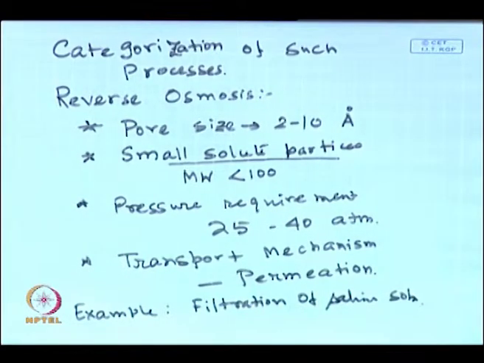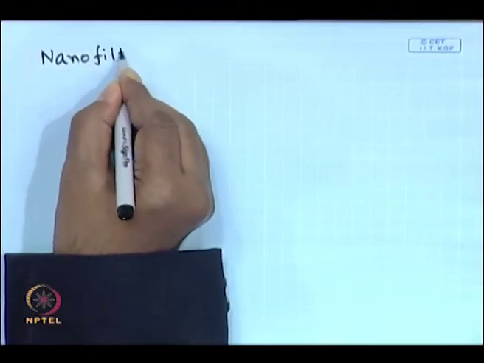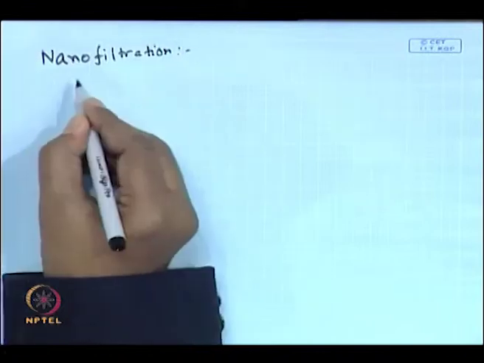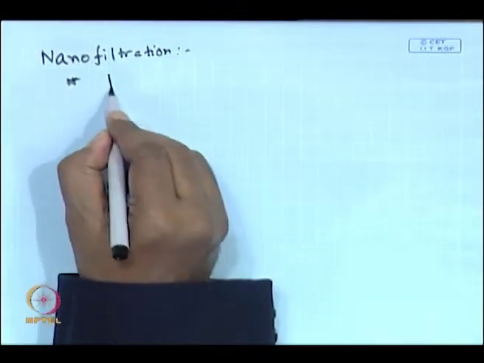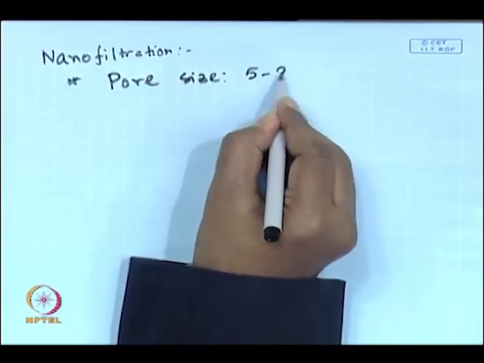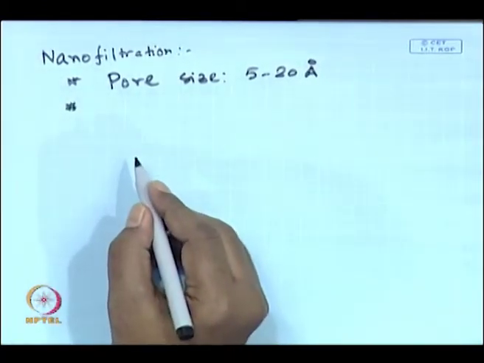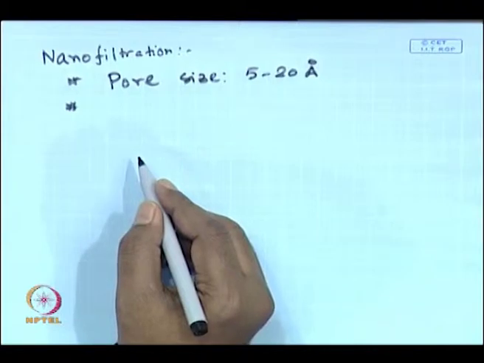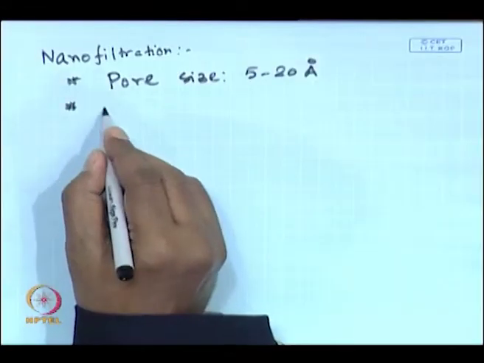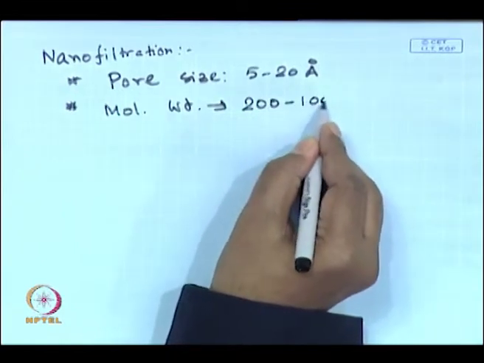The next filtration process, or next category of such process, is nanofiltration. Here the pore sizes are slightly higher than reverse osmosis. The average pore size will be in the range of 5 to 20 angstrom, and since the pore sizes are slightly higher, one can expect to separate particles of higher molecular weight. So the molecular weight of the particles to be separated will be in the range of 200 to 1000.